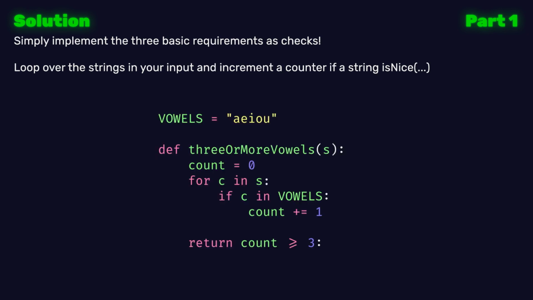For the first check, we can store the vowels as a string. Then in our function, we make a counter and set it to 0. Now for each character, let's call it C, in our string, we can check, is C in our vowels word? If so, we increment the counter. At the end, we just return if the count is greater or equal to 3.